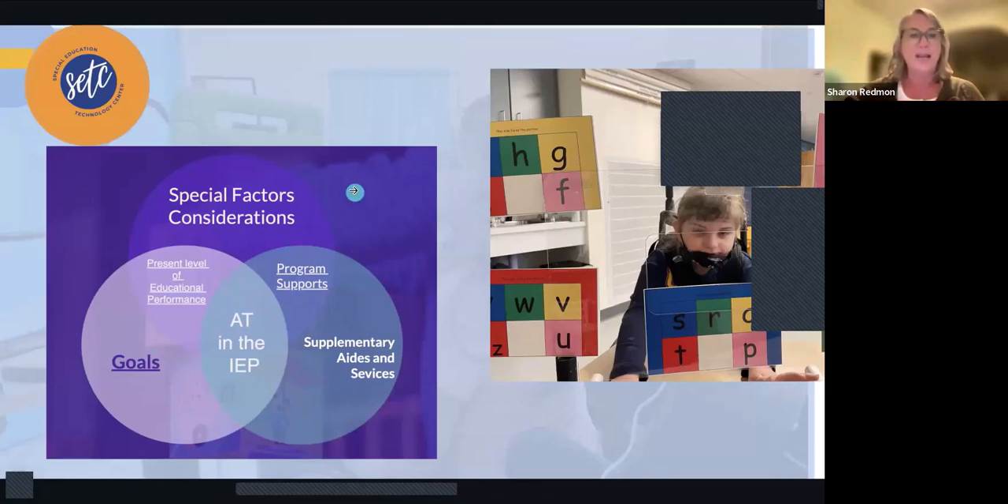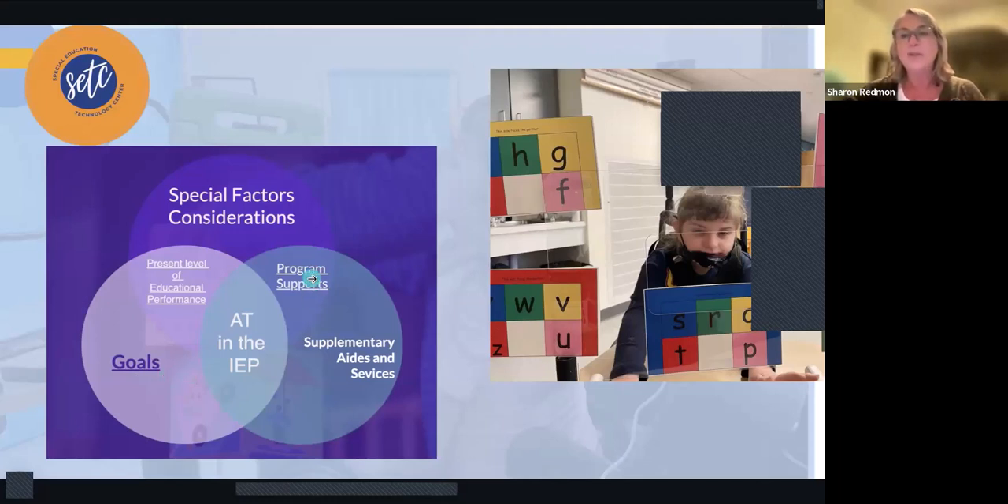So it should be listed and stated in the special factors and considerations, in the present level of performance, in the goal area. When given her AAC, when given her 5-quadrant eye gaze device, Callie will, right? And moving towards those goals. And I have examples of those for you as well.